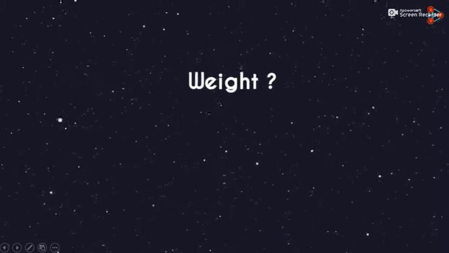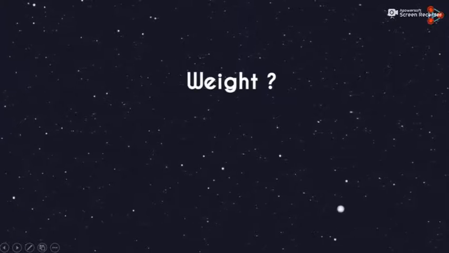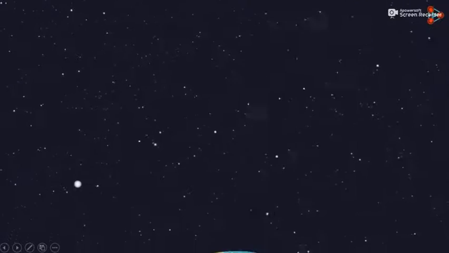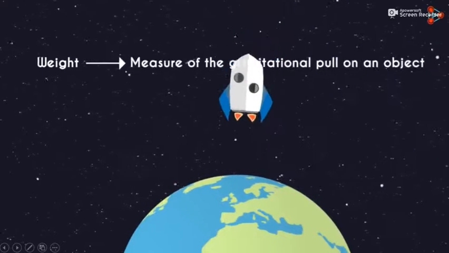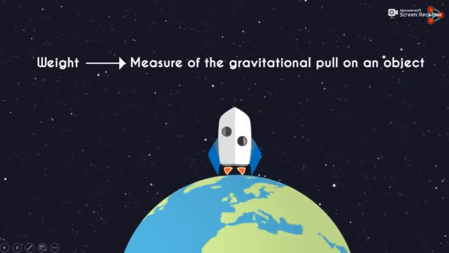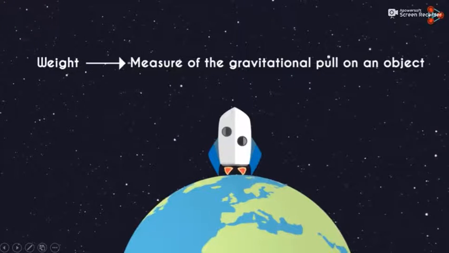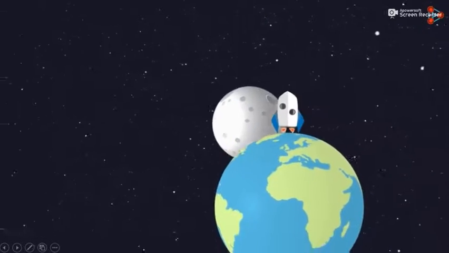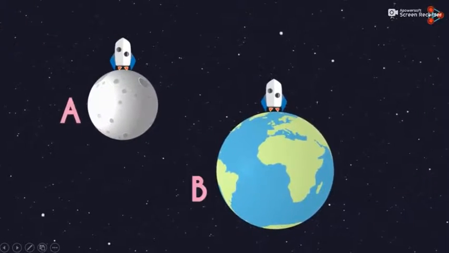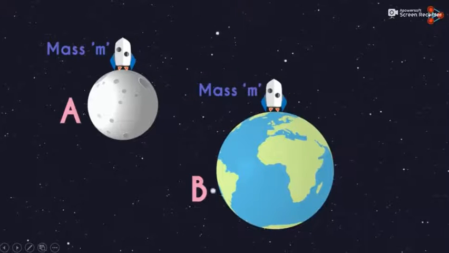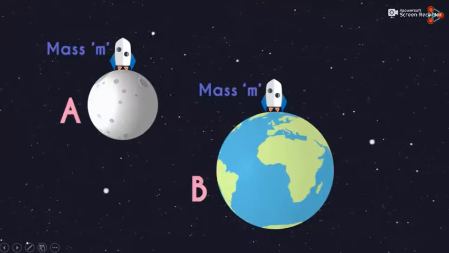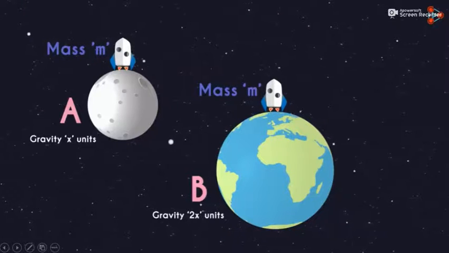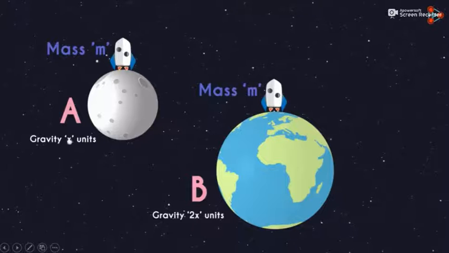But what's weight then? How do we understand the weight of an object? Mass is nothing but the measure of how much matter an object has. Weight is a measure of how strongly gravity pulls on that matter. It's the measurement of the gravitational pull on an object. Let's understand this using a simple example. Say there are two places, place A and place B, and there's an object of mass m. In place A, the pull of gravity is x units, and in place B, the pull of gravity is 2x units. Clearly, the pull of gravity is stronger at place B.